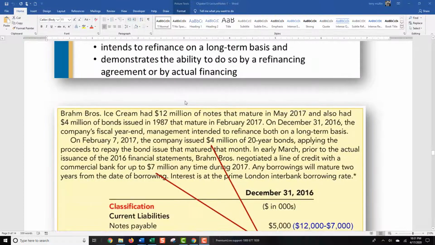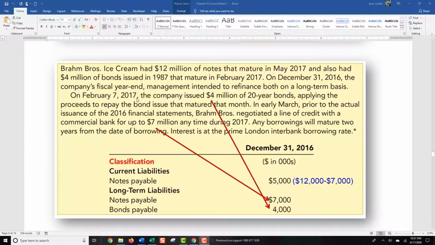So let's just look at this example and see if this makes sense. Brown Brothers Ice Cream had 12 million of notes that mature in 2017 and had 4 million of bonds that were issued back in 87 that are going to mature in 2017. So in December of 2016, at the end of the company's fiscal year end, they decided that they're going to refinance both on a long-term basis.